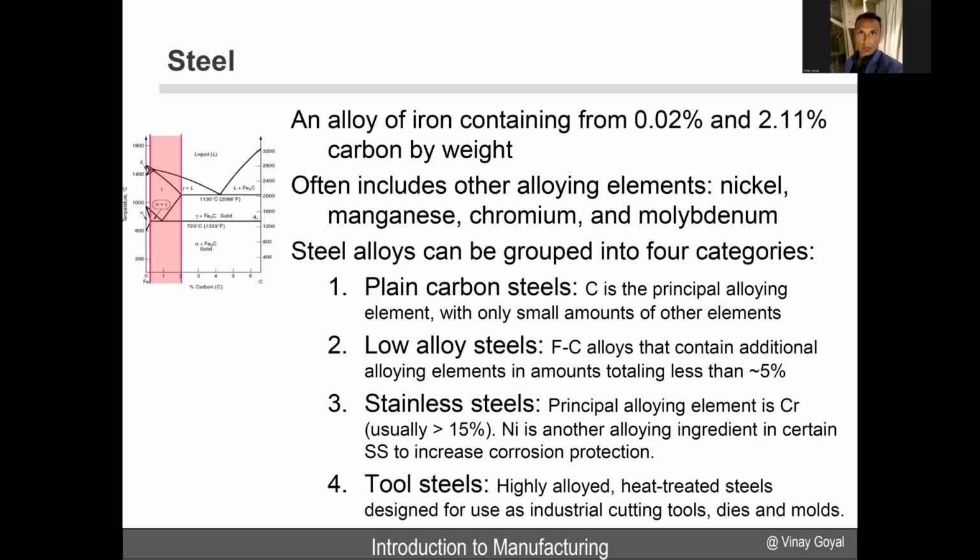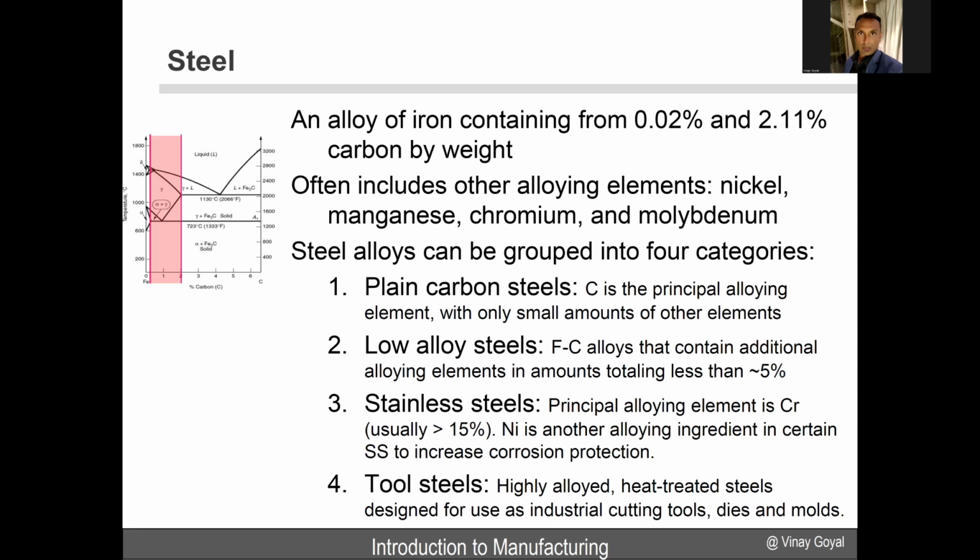Steel is an alloy of iron that contains about 0.2% to 2.1% carbon by weight. We talked about it. Often it will include other alloying elements, like nickel, manganese, chromium, and molybdenum. Steel alloys are typically grouped into four types. The first one is plain carbon steel, where carbon is the primary alloying element. Then the low alloy steels, where you have iron and carbon that contains additional alloying elements, usually less than 5%.